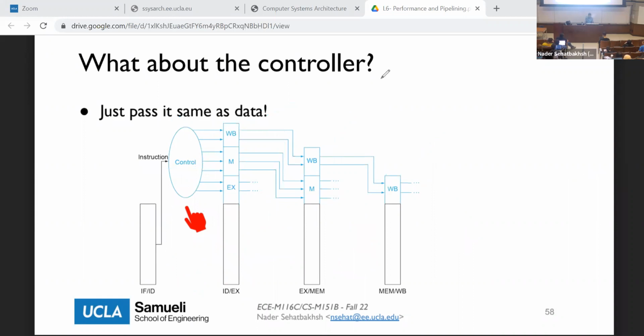Yeah, you see these lines here. It's basically indicating that these are different registers. To make things simple, we just show one rectangle. In reality, these are different registers.